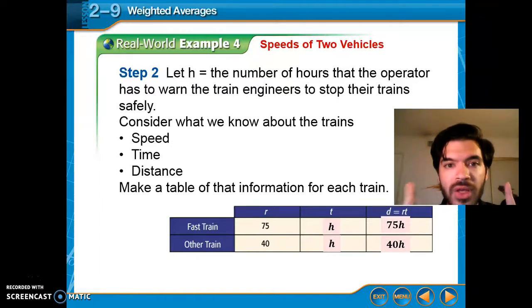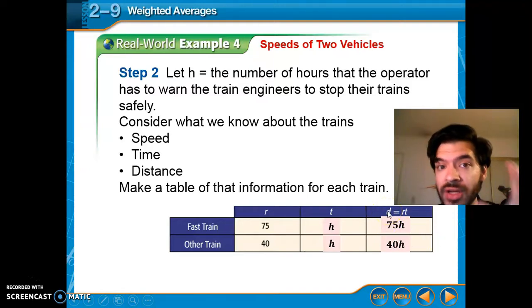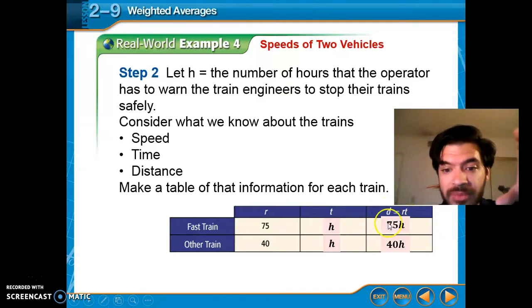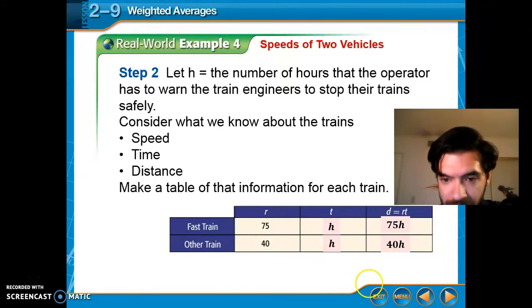Alright? Then, the last part, we need to put it together in the formula so we know that distance, the distances that they will be covering, are equal to the rate times the time. So that's what we do. Rate times time. Rate times time. Okay? And this is where it becomes just like the first couple problems. We are going to add these together.